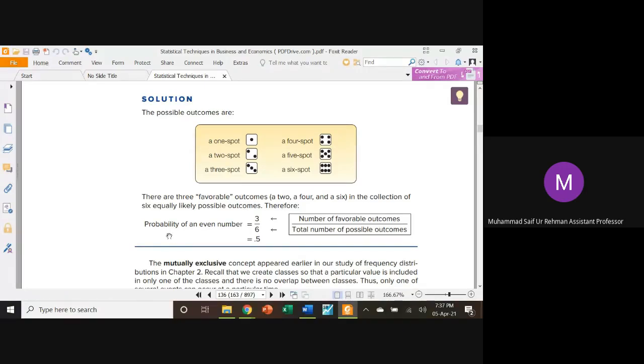Therefore, the probability of an even number. As even number is under consideration, you see how many even numbers there are on the dice: 6, 4, and 2. These are the even numbers. As these are three in total, and the total number of possible outcomes is six, so 3 by 6. Similarly, if you are interested in the probability of an odd number, you count 1, 3, and 5. These are the odd numbers. So 3 by 6 again. So 0.5 is the answer.